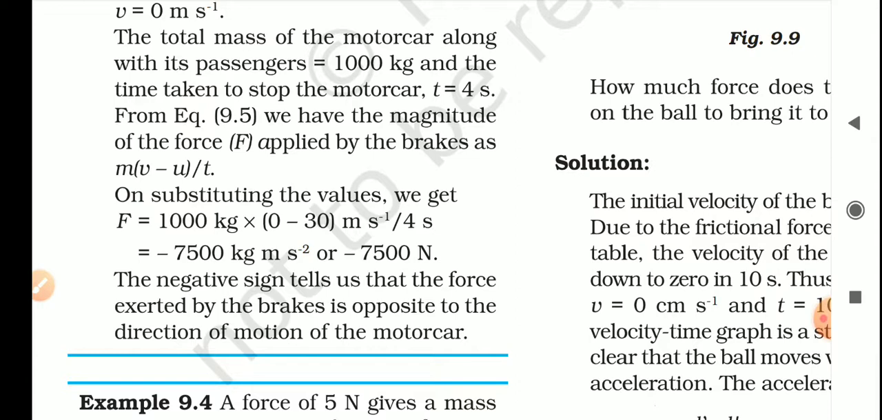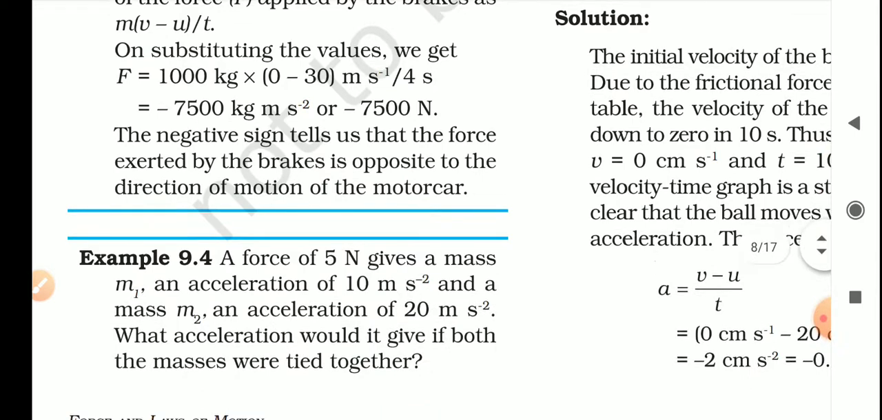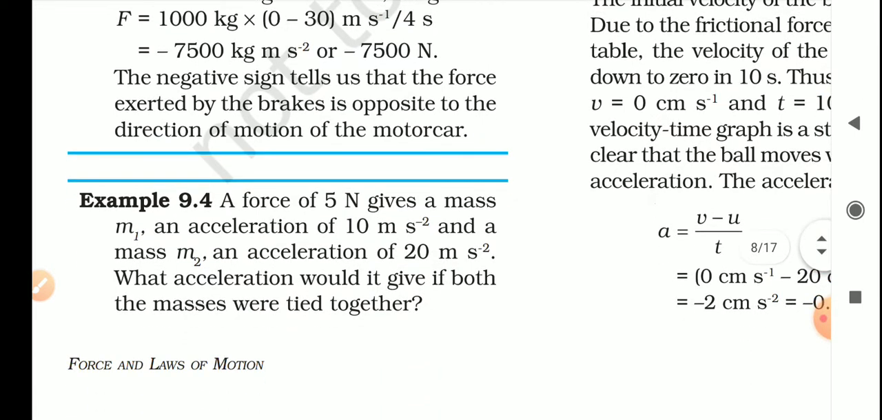That the force exerted by the brakes is opposite to the direction of the motion of the motor car. Fourth example: a force of 5 Newton gives a mass m1 an acceleration of 10 meter per second square, and mass m2 an acceleration of 20 meter per second square. What acceleration would it give if both the masses were tied together?